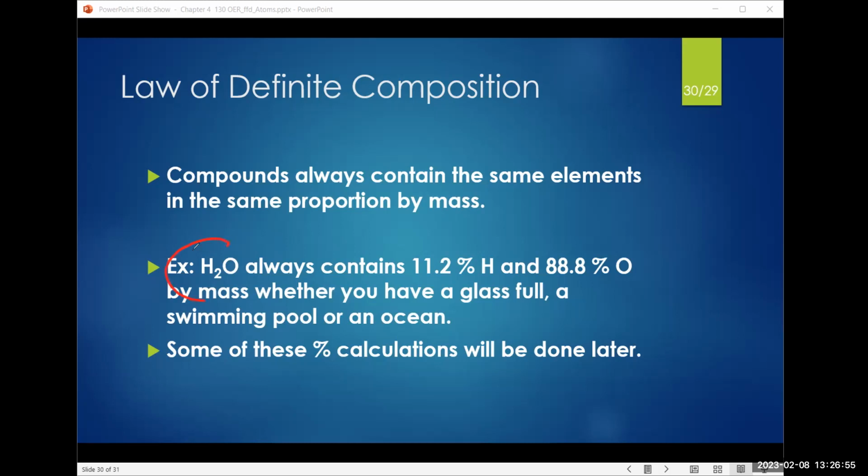Well, we know the formula is H2O. We know there are 2 hydrogens at 1.01 for each hydrogen. That's the atomic weight on the periodic table. So it's 2.02. There's 1 oxygen at 16.00. So we have a total of 18.02, and that is what we call the molar mass.